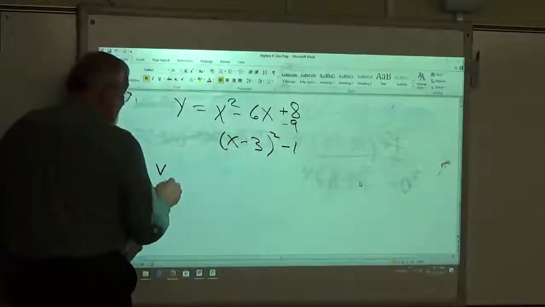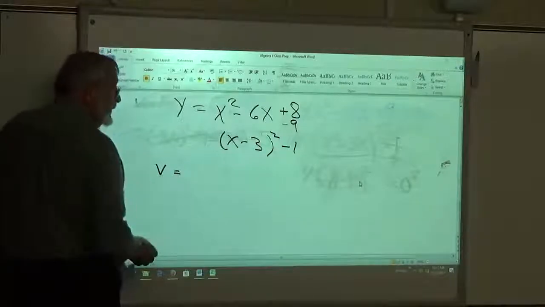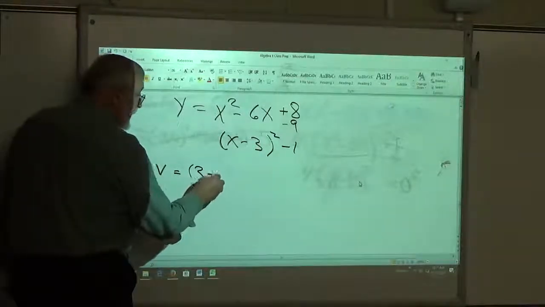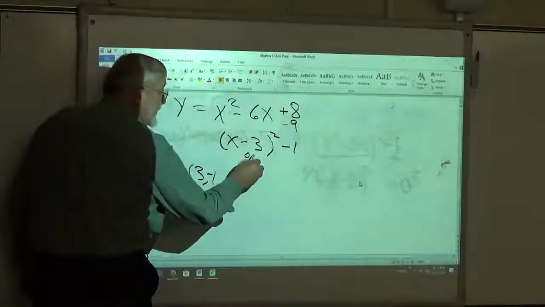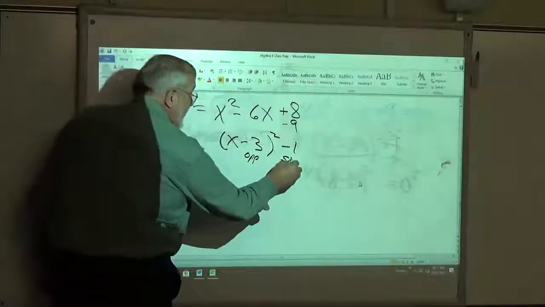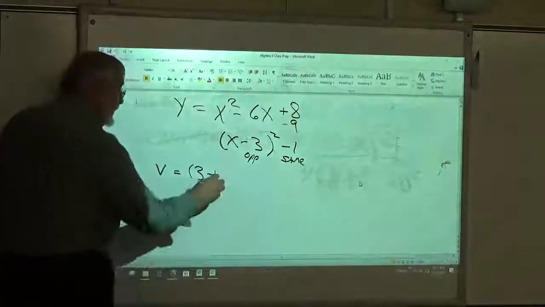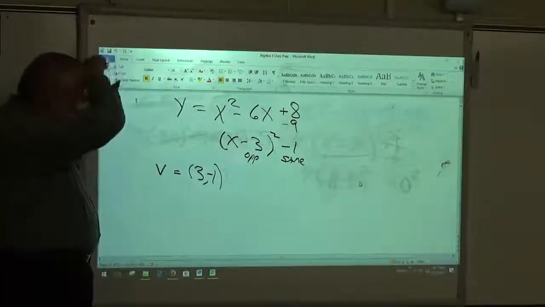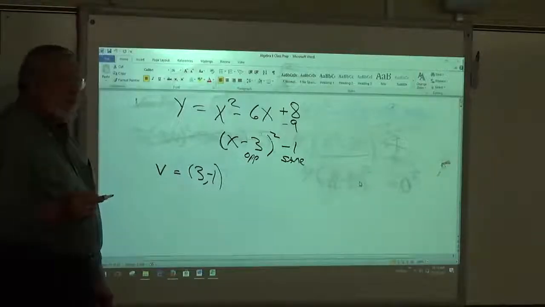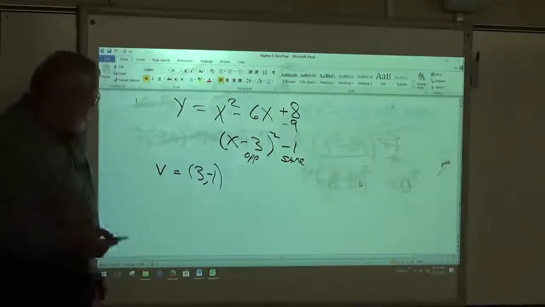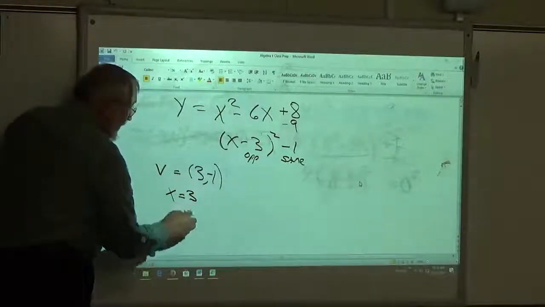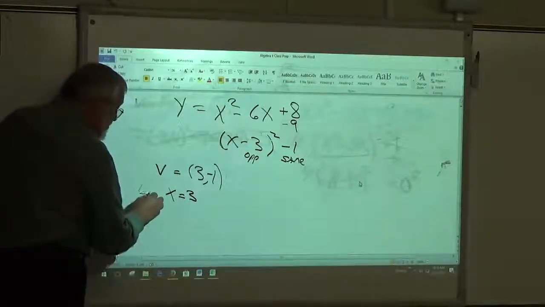Now, what's the vertex? 3, negative 1. Okay, 3, negative 1. Now, x equals 3 is the line of symmetry.